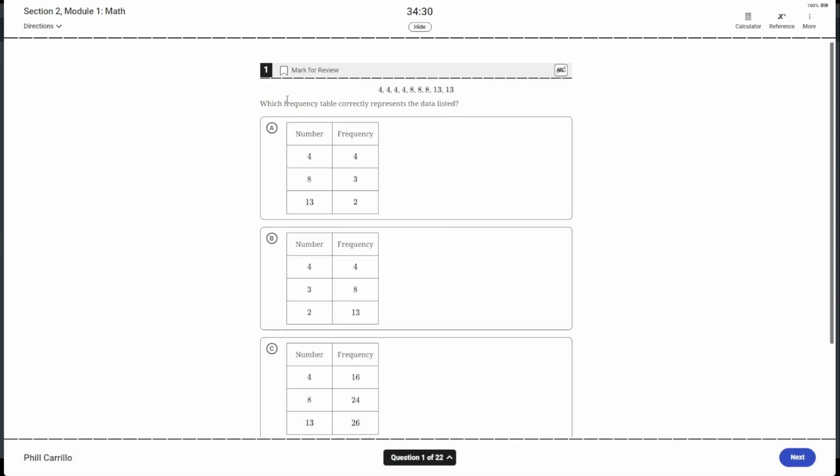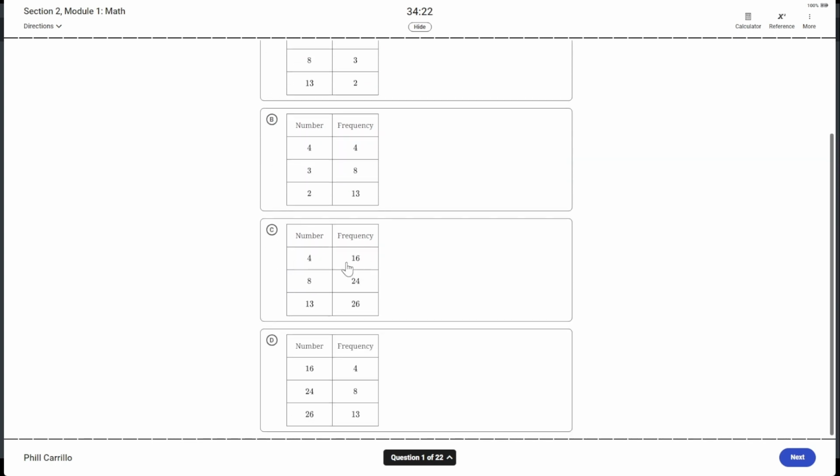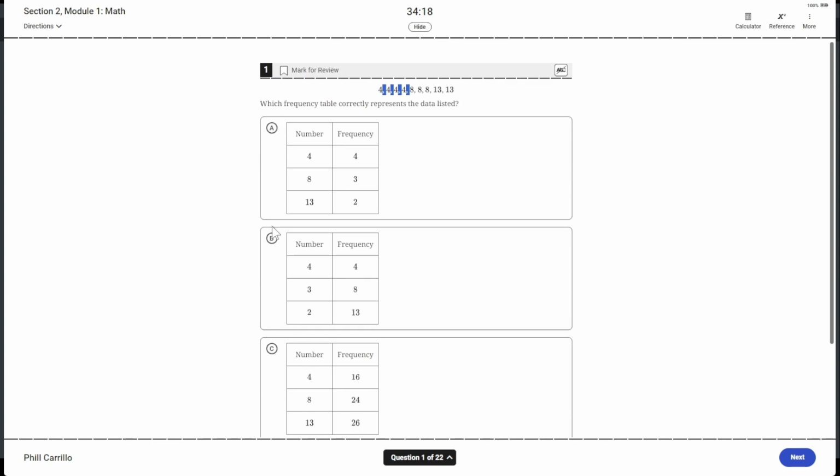What frequency table correctly represents the data list? There's four fours. Four fours, four fours. Definitely not C. There's 16 fours. Four sixteens? No. So it's either A or B. What's the difference between A or B? Number eight. Three eights? Yeah. Man, this is easy.